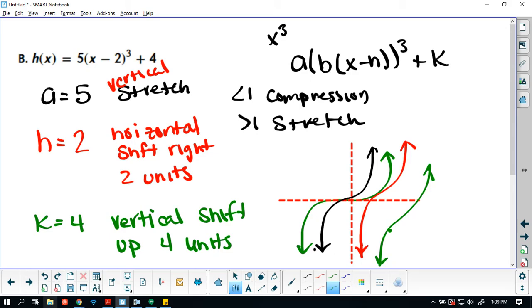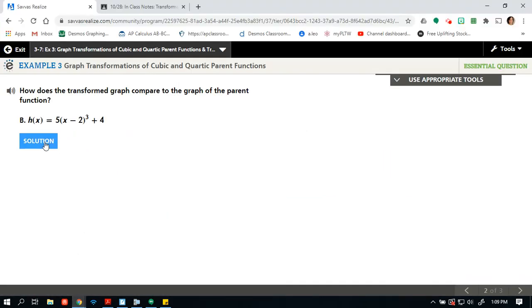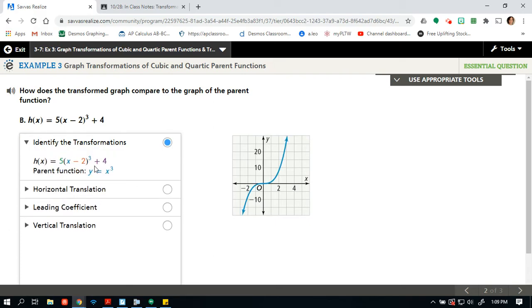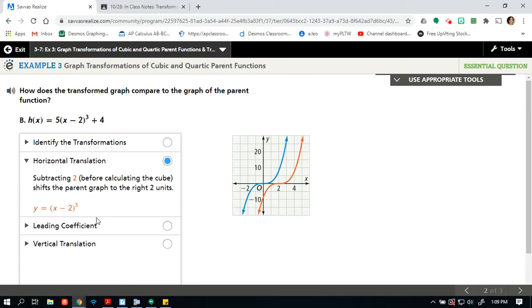I'm sure their picture is going to look a lot better than mine, so let's go look at theirs. So identify the transformations. So 5, 2, and 4. That's what we did. Horizontal translation. So they did their horizontal translation first, which you should actually do. You should move it over horizontally first. The order it should be done is horizontal scale, then shift, then vertical scale, then shift.